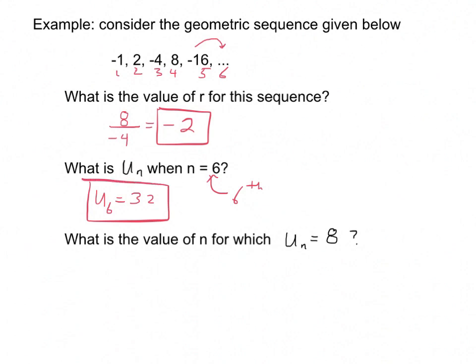And then the last part, the value of n for which U sub n equals 8. Again, they're telling you, hey, one of the terms is 8. Which one was it? This was the n equals 4 term.